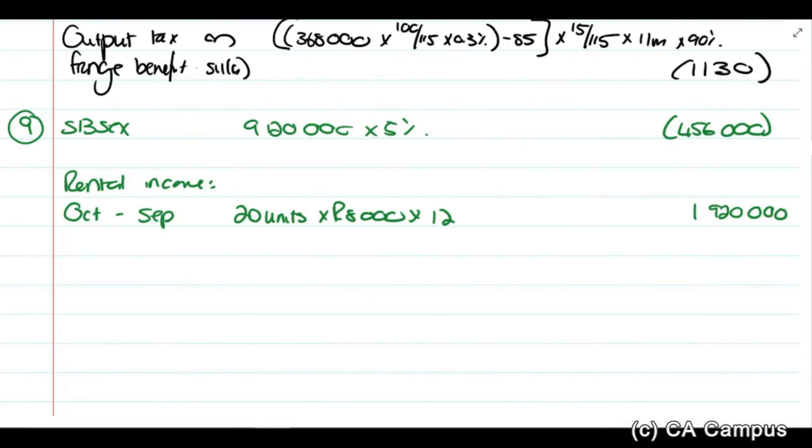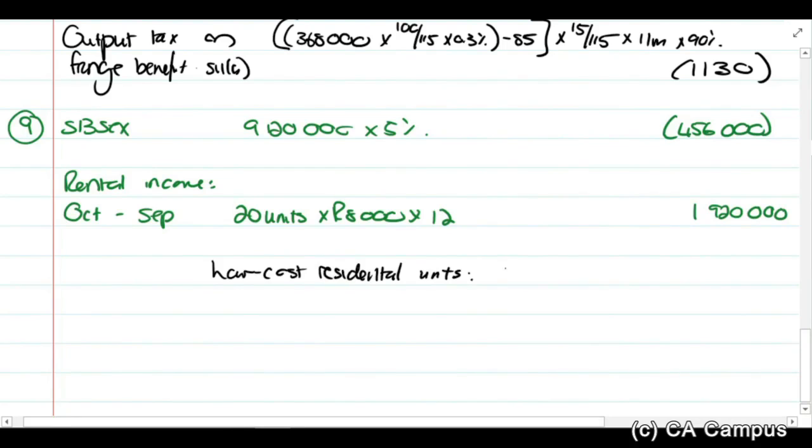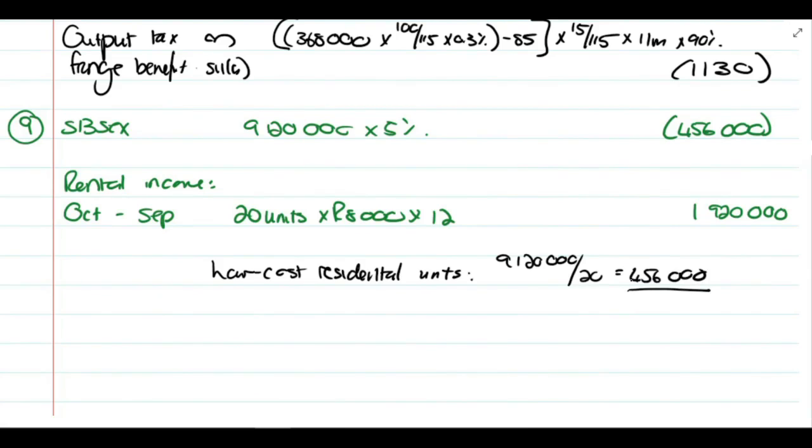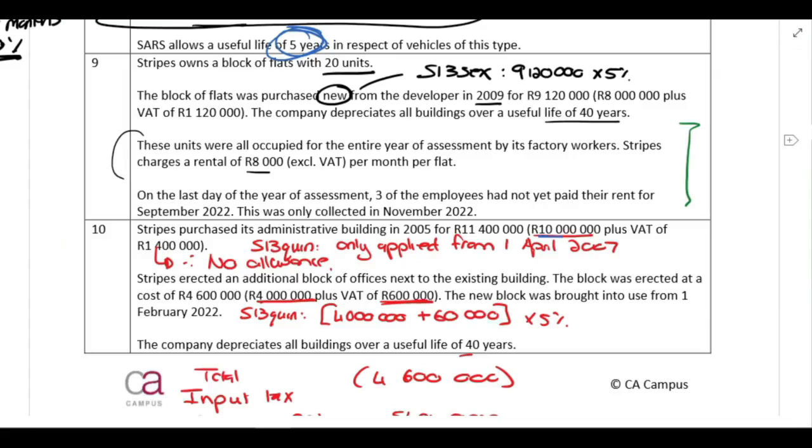Sorry, the one thing I haven't really discussed here previously is the low cost residential units check. Remember, you have to always check for that. Now, the low cost residential units, if you say 9,120 divided by 20 units, that's a cost including VAT divided by 20, you get 456. That's the cost per unit. Now, because that already exceeds our threshold of 350,000, it is therefore not allowed. It's not a low cost residential unit. Okay, then we have our admin building.